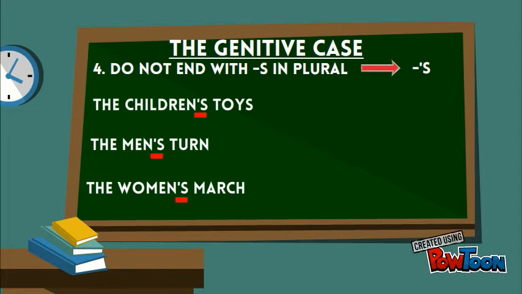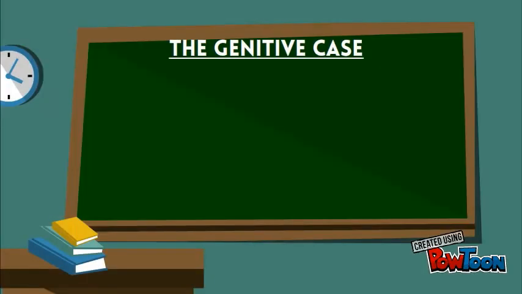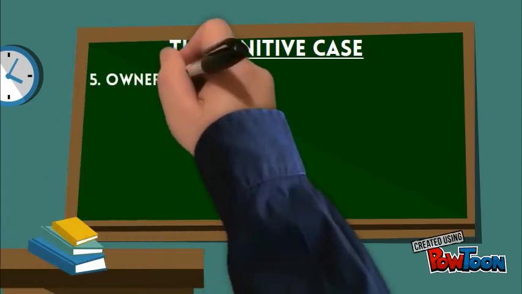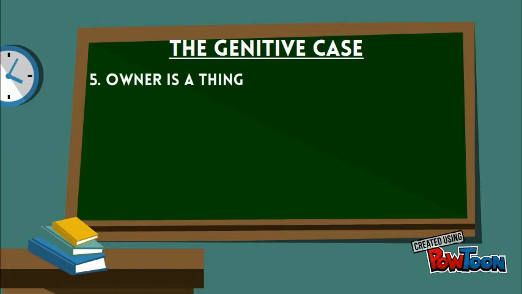Some of you might have noticed that so far we've only looked at cases where the owner is a person, animal, company, organization, or an indication of time. Well, what about when the owner is just a thing? Introducing rule number 5. When the owner does not fall into any of the categories of rule number 1, we can't put an apostrophe and an S at the end. Instead, we have to use the of genitive.